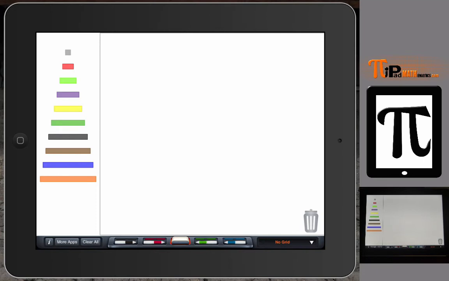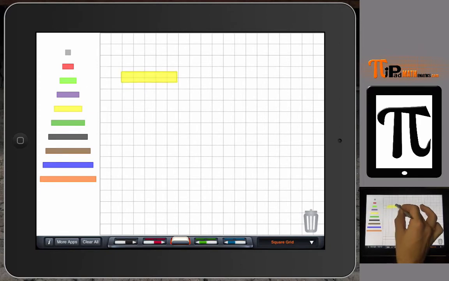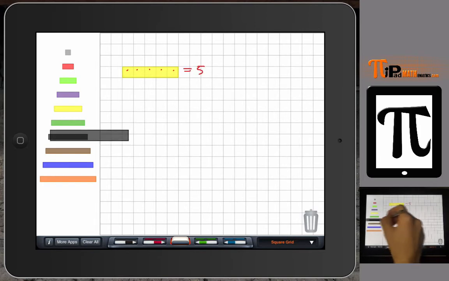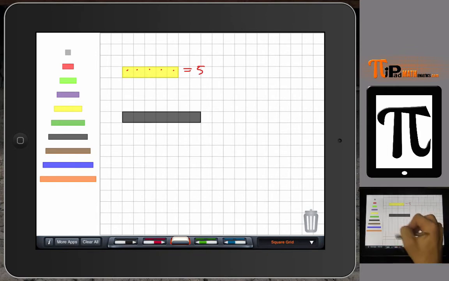So what we have is an exploration into whole number addition. Young students are going to take these rods and find values for them. If you're dealing with young students, you may want to use a square grid so that they can quickly see that when they bring a rod out, yellow is going to equal 5, because they can see that yellow is 1, 2, 3, 4, 5. And then that black one is going to equal, let's count them up, 1, 2, 3, 4, 5, 6, 7. So that equals 7.